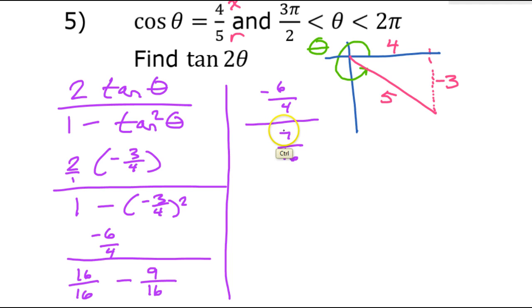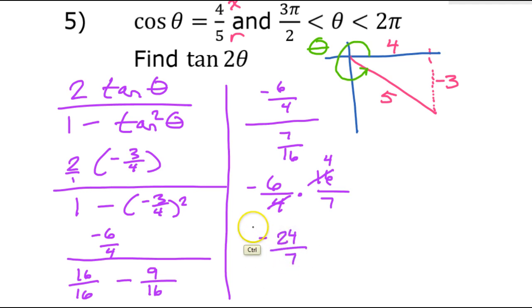So now I'm going to multiply by the reciprocal. So I'm going to have -6 over 4 times 16 over 7. 4 goes into 16 4 times. So this is going to make -24 over 7. So that will be the answer for number 5.